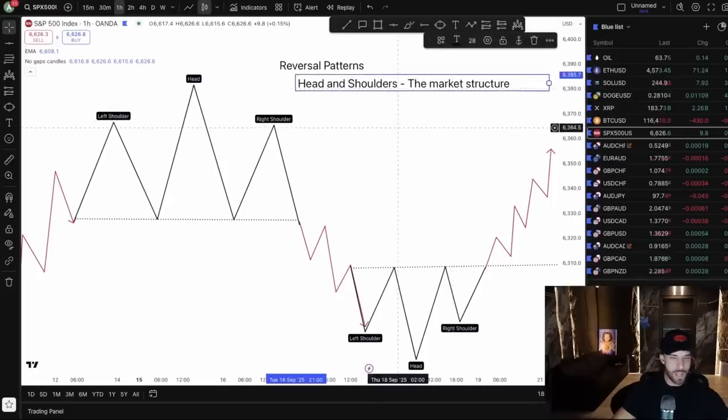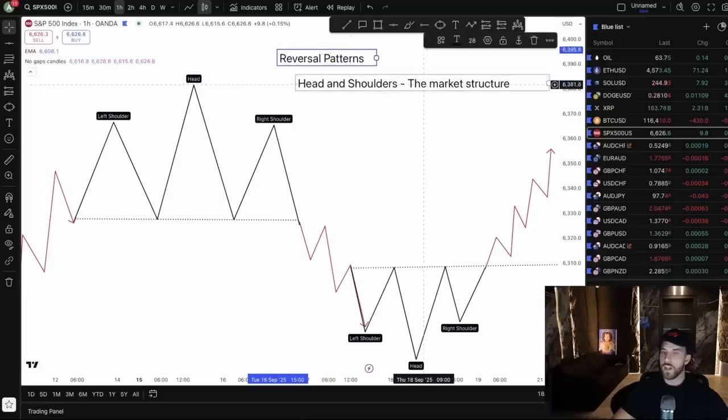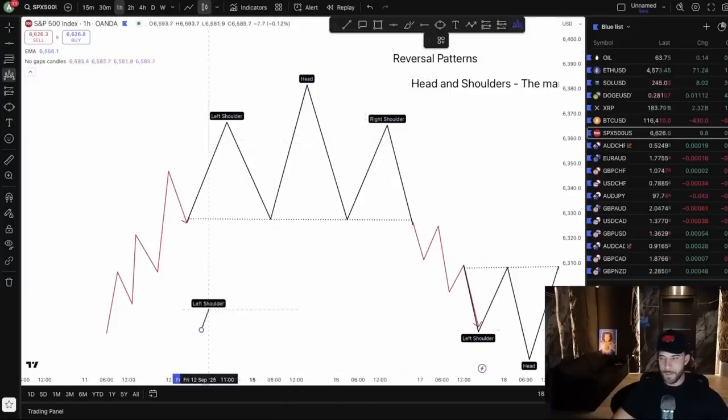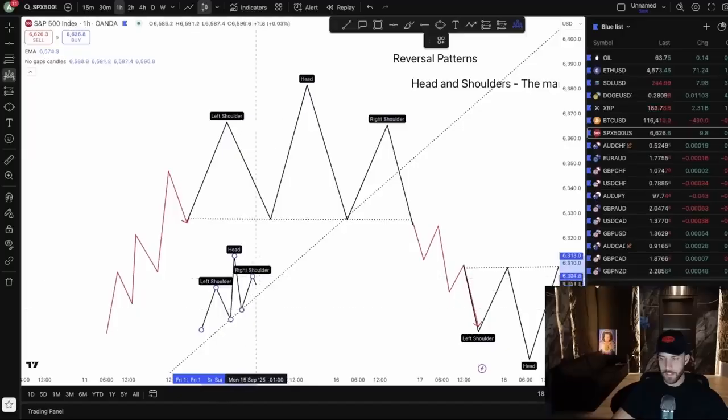I'm going to teach you guys how to put this up on the chart right now, but I want to educate you guys on the head and shoulders first. And everything that we're going to be doing is based off of market structure. So this is what a pretty head and shoulders looks like. But a real head and shoulders might look something like this, for example.